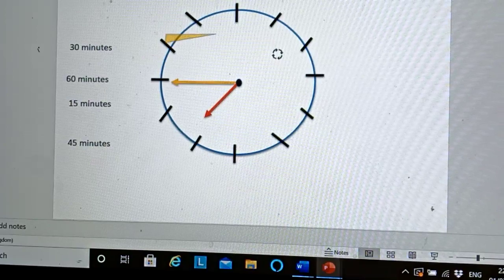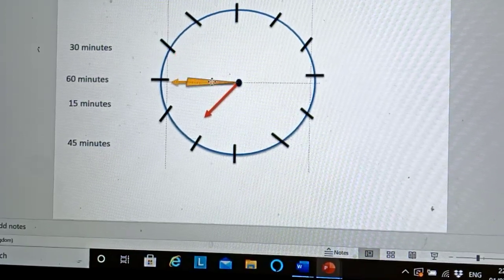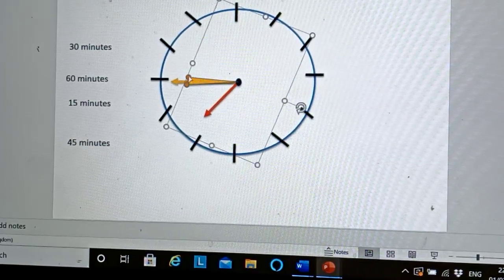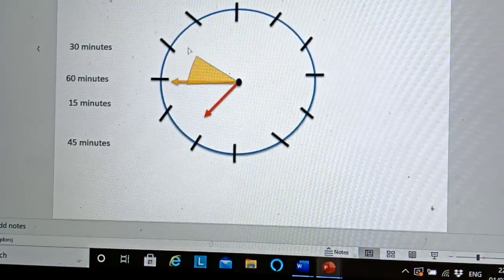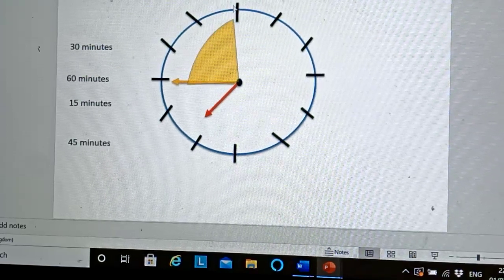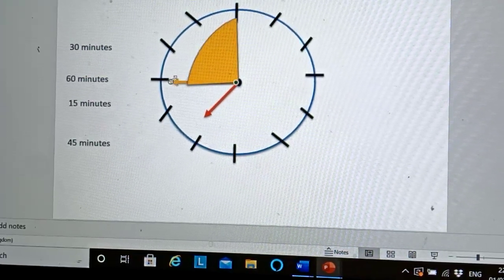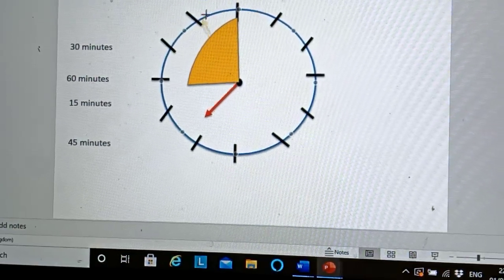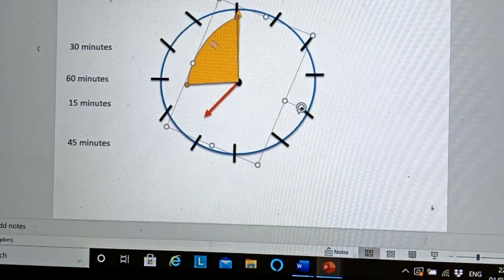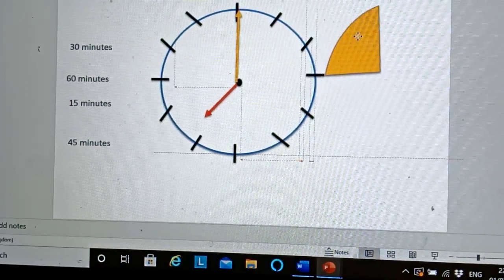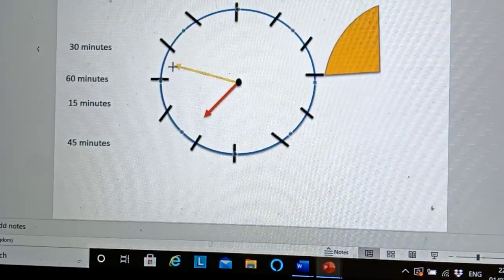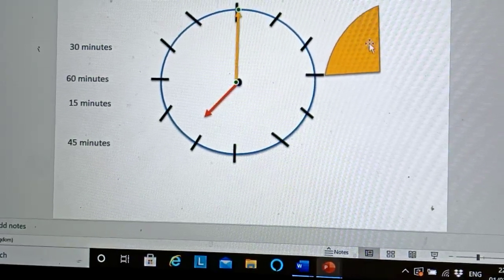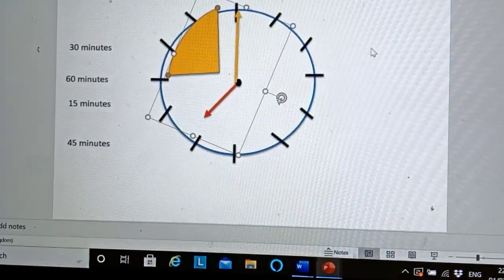Let's make him move 15 minutes this time. 15 minutes is break time. Here I go. I'm moving 5, 10, 15 minutes. So my minute hand started there, and by the time it's moved 5, 10, 15, it's ended up there. So it's moved 15 minutes. Okay, so it started there and it did 15 minutes worth of movements, and 15 minutes looks like that.